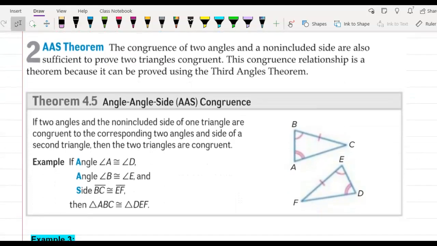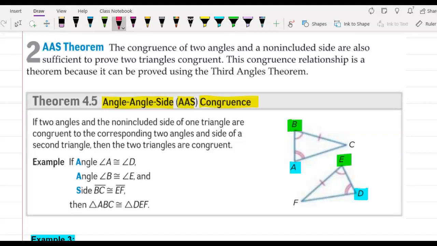Okay, our fourth shortcut is a lot like the last one we just did. It still involves two angles and one side, but this time the side is not sandwiched between the two angles. If we started rotating around these triangles, we would have angle A is congruent to angle D because they both have two arcs. Then we have angle E is congruent to angle B because they have one arc.